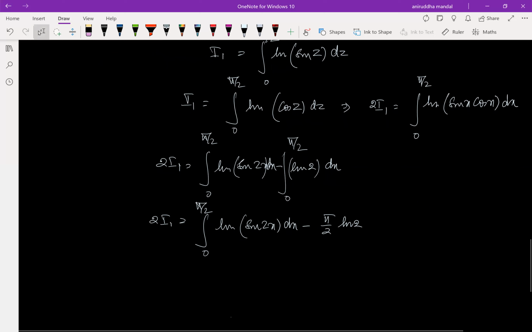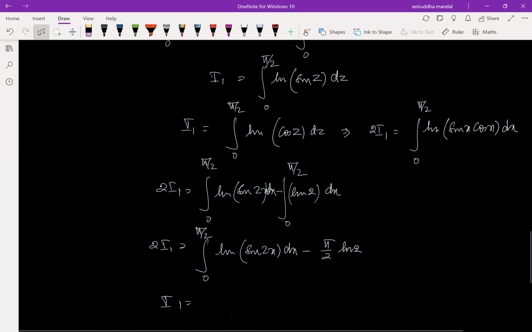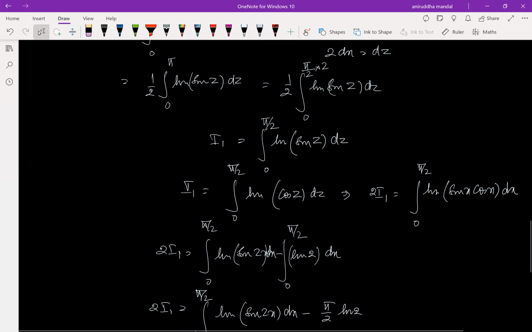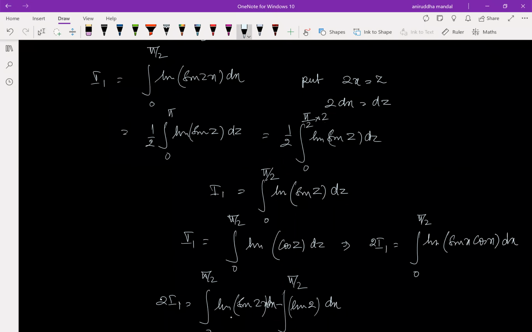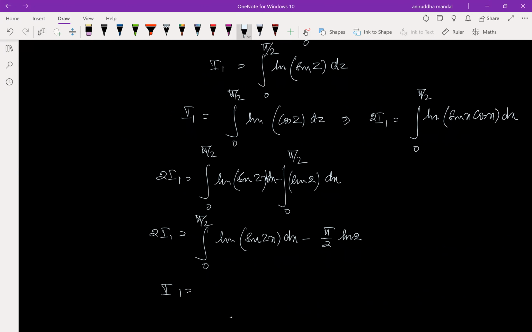Okay, so now this portion I1 is 0 to pi by 2 sin 2x dx, which is the same as this part. So this is actually I1. So this is 2I1, this is I1 minus pi by 2 ln 2. So which means I1 is minus pi by 2 ln 2.